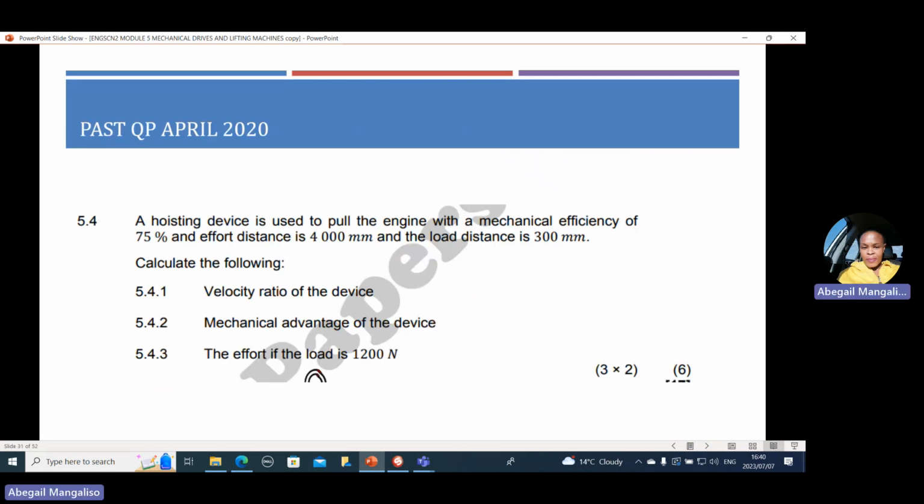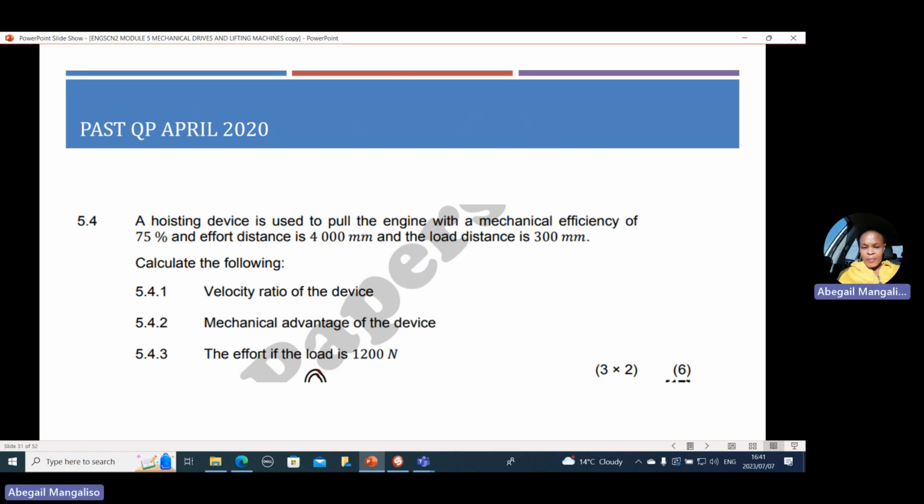It is taken from the past question paper of April 2020. 5.4, a hoisting device is used to pull an engine with a mechanical efficiency of 75%. So given efficiency is 75%. And effort distance is 400 millimeter and the load distance is 300.